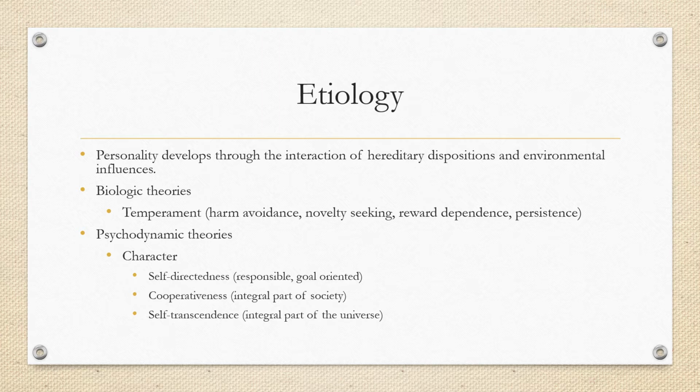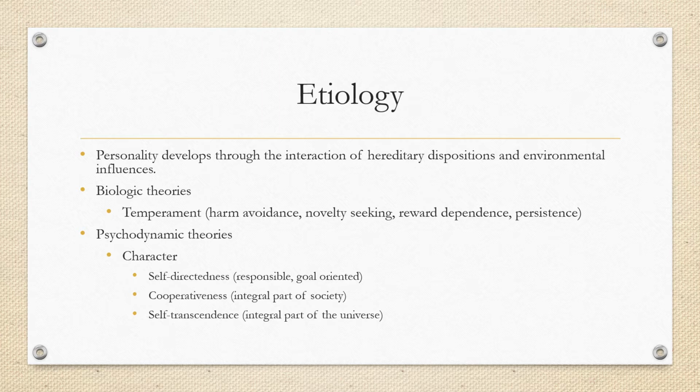Etiology. The biologic theory states that personality develops through the interactions of hereditary disposition and environmental influences. Temperament refers to the biologic processes of sensation, association, and motivation that underlie the integration of skills and habits based on emotion. There are 4 temperament traits: harm avoidance, novelty seeking, reward dependence, and persistence.